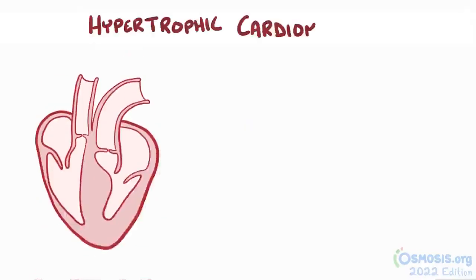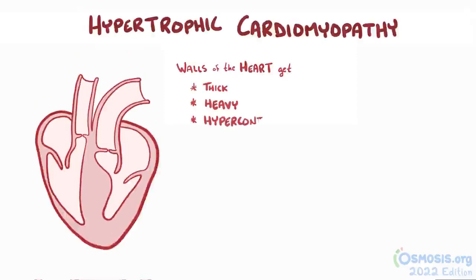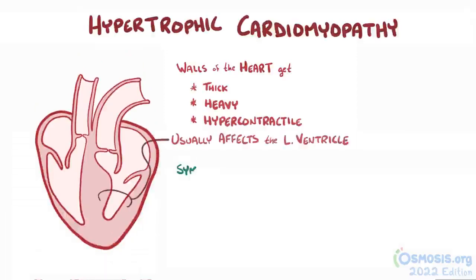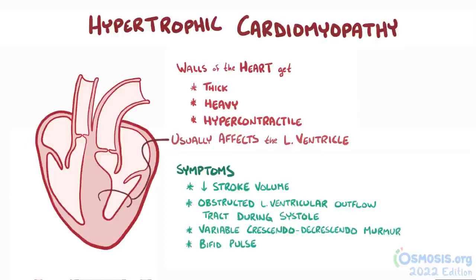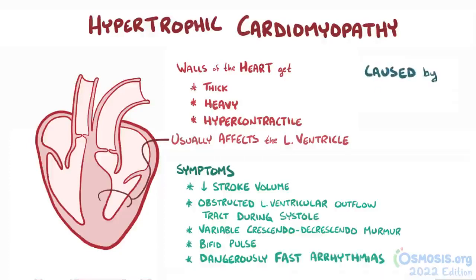Alright, as a quick recap. Hypertrophic cardiomyopathy is when the walls of the heart get thick, heavy, and hypercontractile. It usually affects the left ventricle, causing symptoms like a lower stroke volume, an obstructed left ventricular outflow tract during systole, a variable crescendo-decrescendo murmur, a bifid pulse, and dangerously fast arrhythmias. It's most commonly caused by a genetic mutation affecting proteins in the sarcomere of heart muscle.